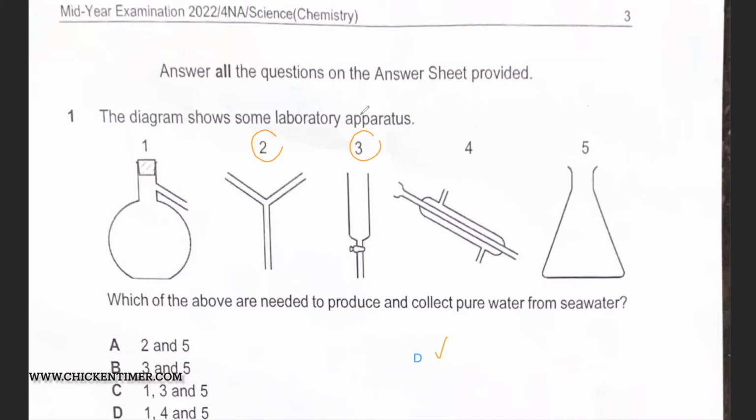So with pure water and seawater, there's no solid to filter, so you don't use two. Then in the titration process, you are adding a solution to another solution. You need accurate measurement of the amount of chemical to add in. So we don't have that in the process of separating pure water from seawater. So two and three are not needed.